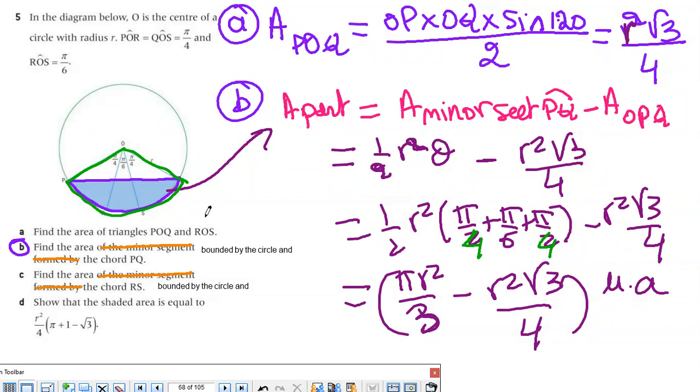And then minus r squared radical 3 over 4. It's the area of the triangle that I got here. The calculation is right, but I wrote here pi over 2. And then here, when I do the same denominator and I do the calculation, I will have pi r squared over 3 minus r squared radical 3 over 4.